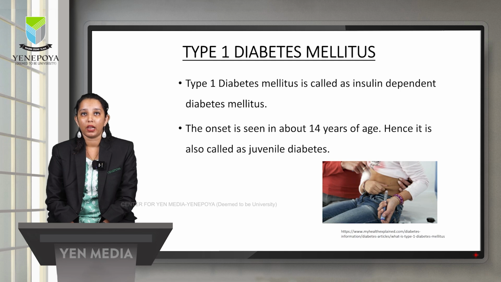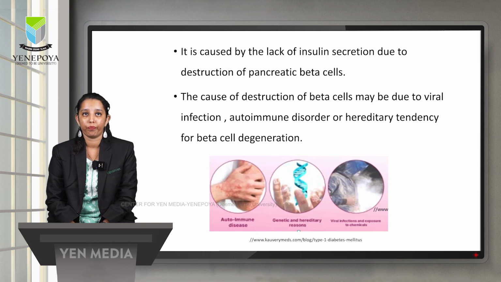In type 1 diabetes mellitus, since it is called as insulin dependent diabetes mellitus, here there is insulin shortage. The onset is seen in about 14 years of age. Hence, it is also called as juvenile diabetes. So, basically this type of diabetes is seen in younger age. Here there is lack of insulin secretion, maybe due to the destruction of pancreatic beta cells. There can be various reasons where the beta cells can be destroyed. It can be the viral infection, autoimmune disorder, or a hereditary tendency for beta cell degeneration.